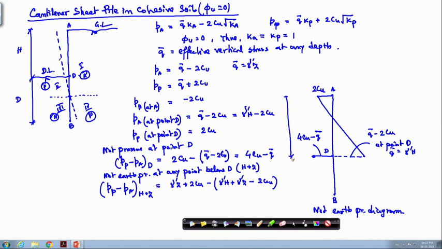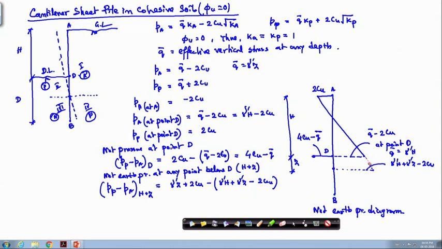Because this is the value of h. Now, if I want to determine at any depth, at this point here, what would be the net earth pressure. So, this point is say h plus z. At this point, if I extend this diagram, this value again will be gamma dash h, then plus gamma dash z minus 2 c u. Okay. And in this portion, the passive pressure will be gamma dash z plus 2 c u.